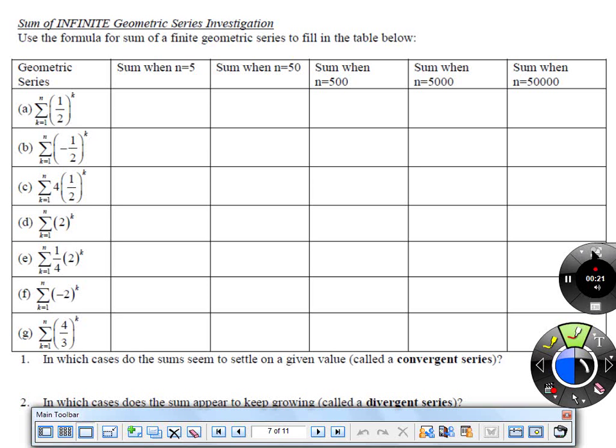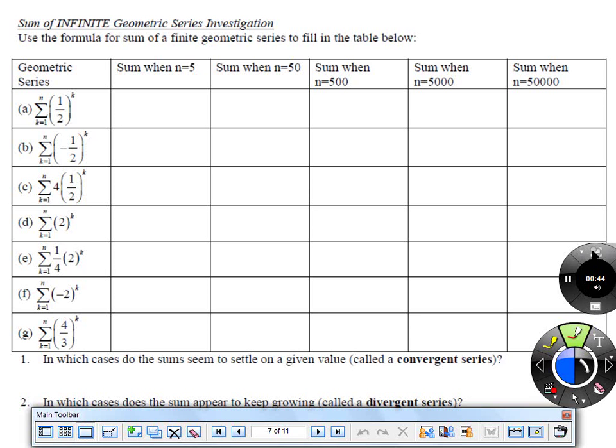Okay, good. All right, somebody else tell me the sum you got when n was equal to 50. Ashley. 1. Okay, what about the sum for 500 terms? Also 1. What about the sum for 5,000 terms? Also 1. Okay. What about the sum for 50,000 terms? Also 1. So this is kind of crazy.